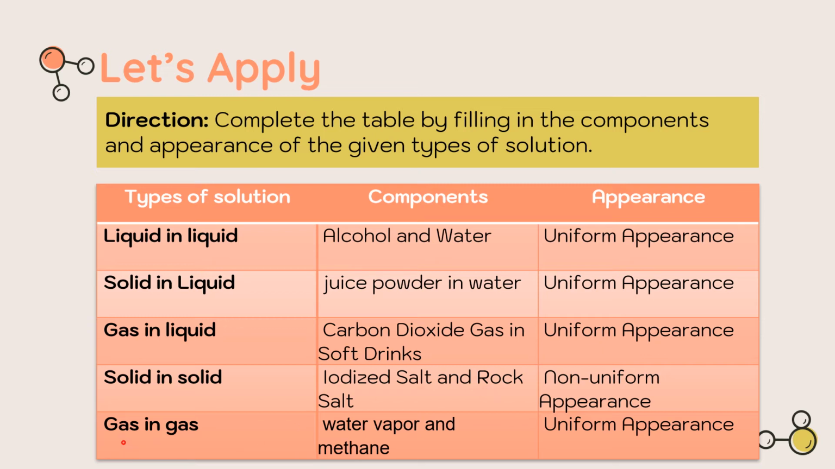Next, the last one, gas in gas. Water vapor and methane. We cannot distinguish the appearance of water vapor from methane because it is in the form of gas. So our appearance would be uniform. So, how about you? Are your answers correct? Did you have your own examples or did you answer your own activity in our Let's Apply correctly? If you answered it correctly, then that's great job.